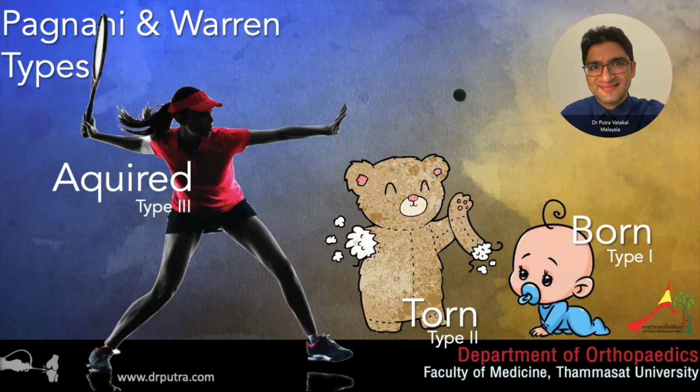In the 1990s, Pagnani and Warren classified patients with MDI into three groups. Those that were born loose, and this is often called true MDI. Those that are torn loose, which implies a traumatic labral tear, and acquired loose, which are often due to the repeated micro-trauma of abduction external rotation movements.